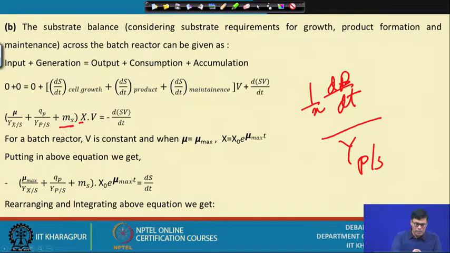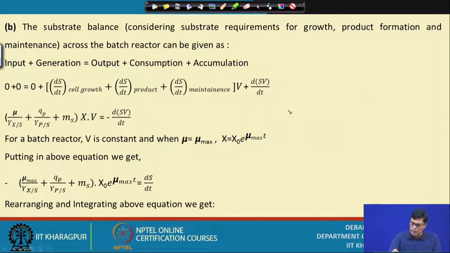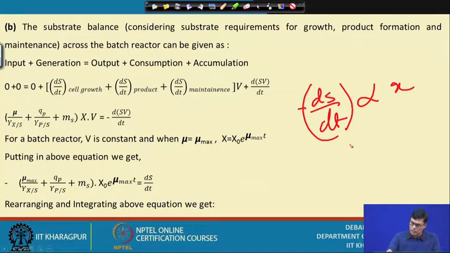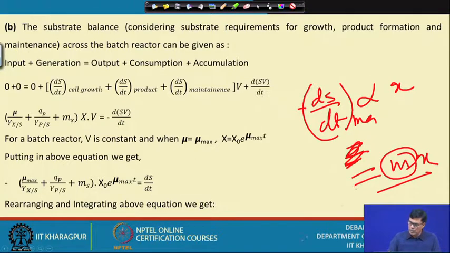Similarly, we can find out the substrate required for the maintenance of the cell. If you multiply by X, you will get the substrate required, because we know that the rate of substrate that is utilized for the maintenance of the cells is proportional to what? Cell mass concentration. So, the rate of substrate required for the maintenance will be equal to m into X. That is, m is the kind of constant, what you call the maintenance coefficient. This is the maintenance coefficient.